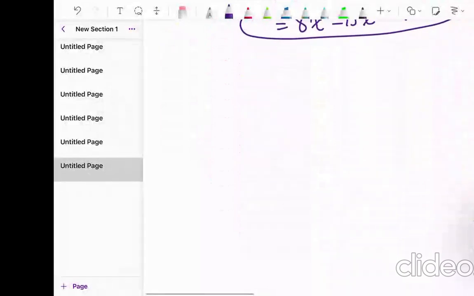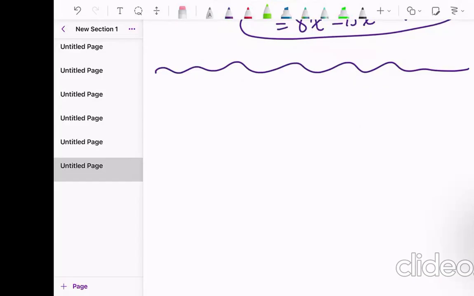Now the next thing is finding the gradient. How to find the gradient?